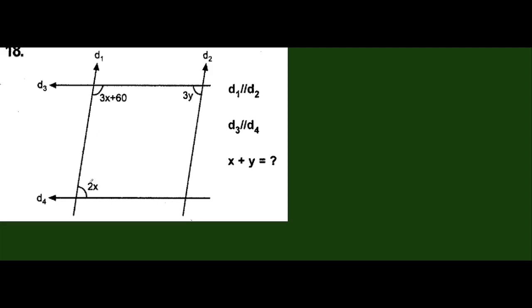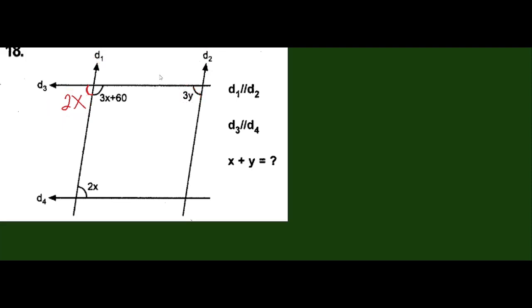So if this angle is 2x from the alternate angles, this angle will also be 2x, and the main thing is that D1 is also parallel to D2. That's why this angle will be equal to this. Why? Because of corresponding angles. These are corresponding angles, so they will be equal to each other.